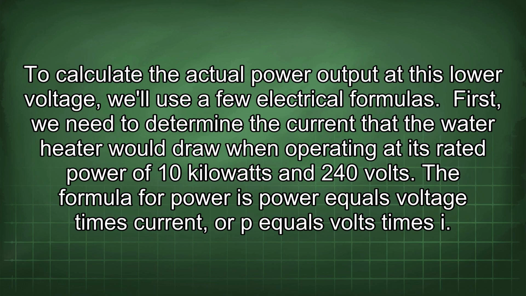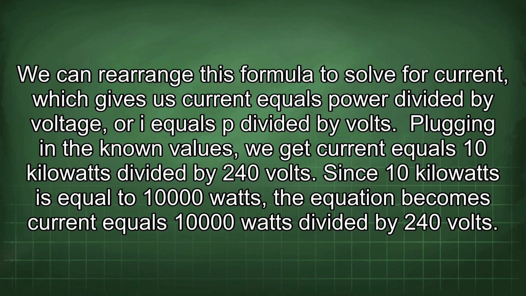First, we need to determine the current that the water heater would draw when operating at its rated power of 10 kilowatts and 240 volts. The formula for power is power equals voltage times current, or P equals volts times I. We can rearrange this formula to solve for current, which gives us current equals power divided by voltage, or I equals P divided by volts.